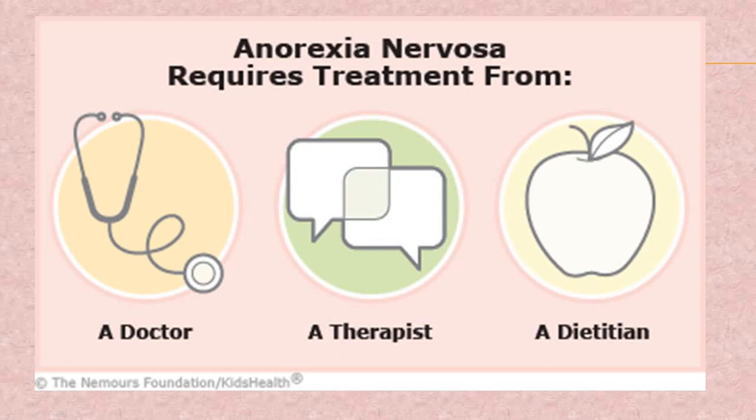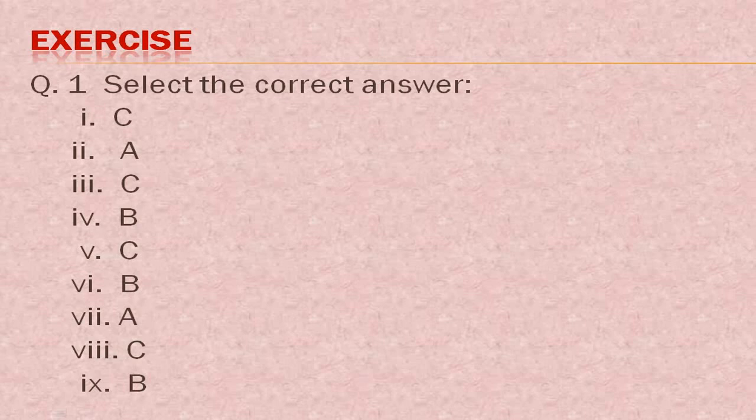That is all about this chapter, digestion. I hope it is clear to everyone. Now comes the exercise. Question 1. Select the correct answer. Number 1. Pepsinogen is activated to pepsin by: active secretin, hydrochloric acid, active pepsin and HCl, or gastrin. It is C, that is active pepsin and HCl.